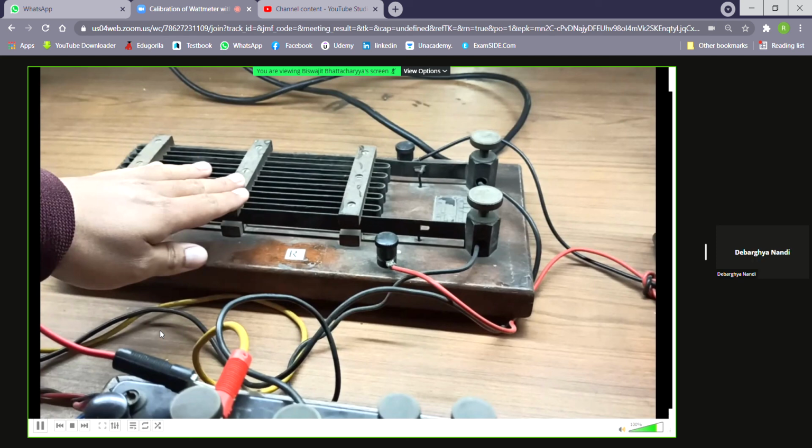Because of the small value, sir. Because of the low resistance. Because of the small resistance value. So by using that Kelvin law.